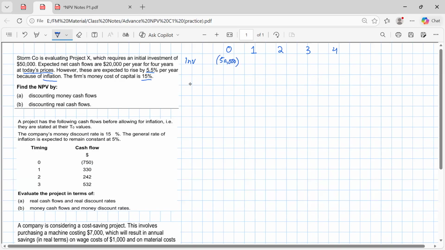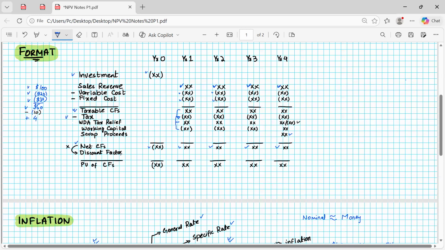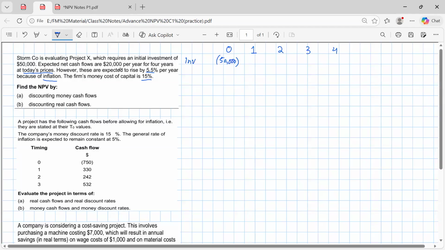Now here you can see in the format there's a variable cost, fixed cost, then taxable cash flows, and all of the other stuff, and then net cash flows. But because the net cash flows are already given to you, you don't need to work through all of that stuff, so you can directly write the net cash flows. Net cash flows are how much each year? 20,000, 20,000, 20,000, and 20,000.